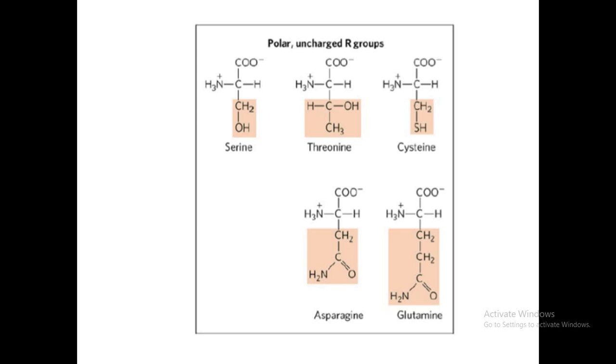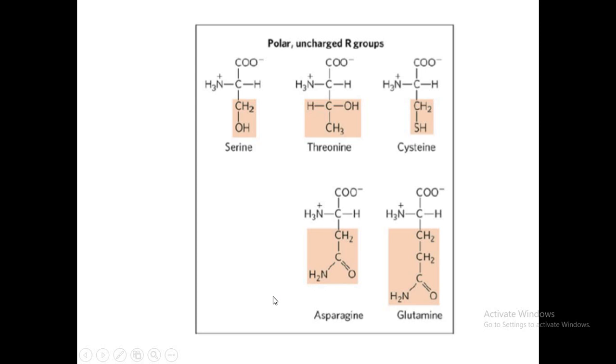How do these amino acids, if they are not having any charge, act as polar? We would discuss here what the types of polar uncharged amino acids are. We are seeing here that we have serine, threonine, cysteine, asparagine and glutamine. So all these are polar uncharged amino acids.